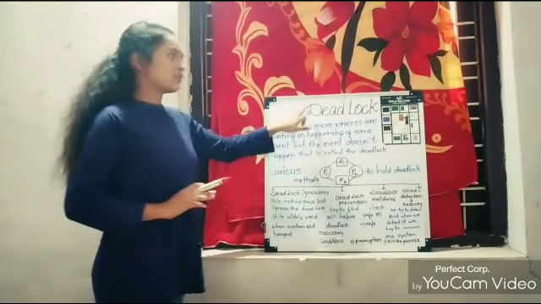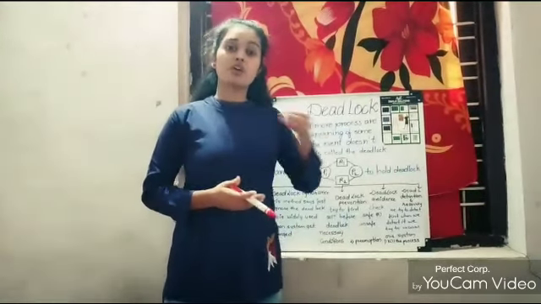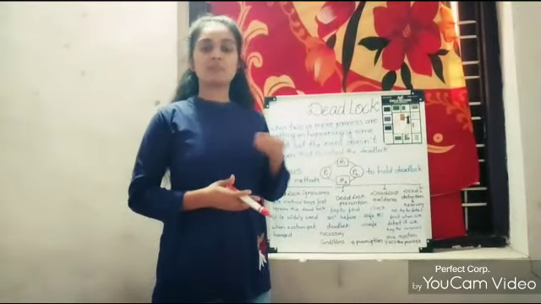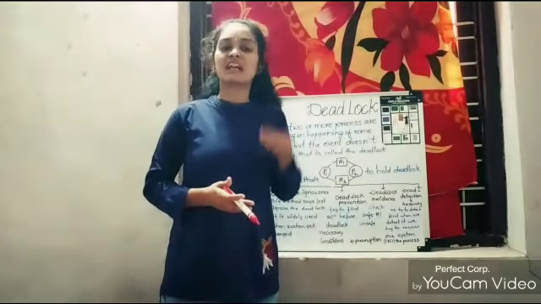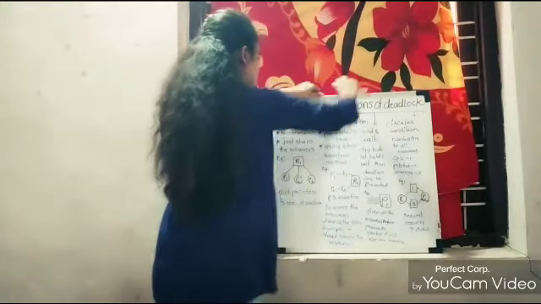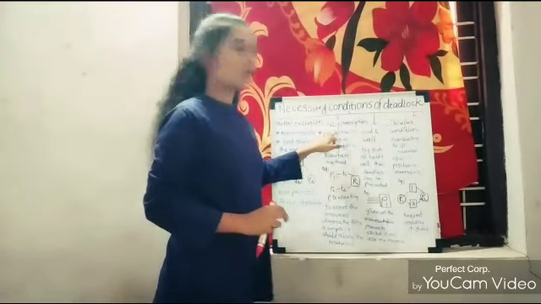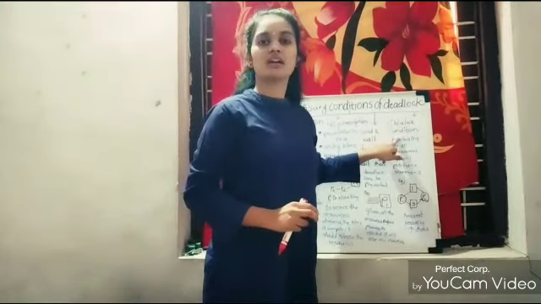Now there are also various methods to handle a deadlock. And before going to these methods, let me explain that there are some necessary conditions of a deadlock. There are four necessary conditions of a deadlock. The four conditions are mutual exclusion, no preemption, hold and wait, and circular wait.